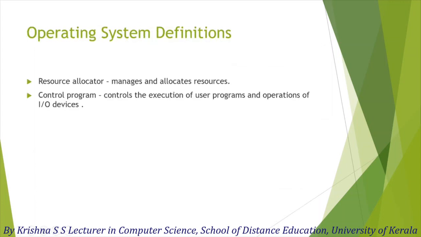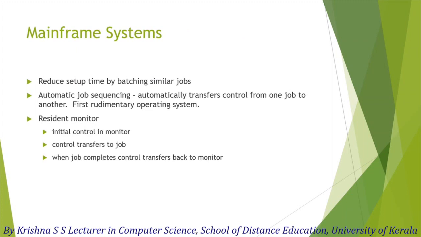Now we will discuss operating system definitions. Operating system is a resource allocator, and it manages and allocates the resources present in the system. It also acts as a control program, that is, it controls the execution of user programs and operations of IO devices. Now we will discuss the different types of operating system, and the first one that we are going to discuss is mainframe systems.